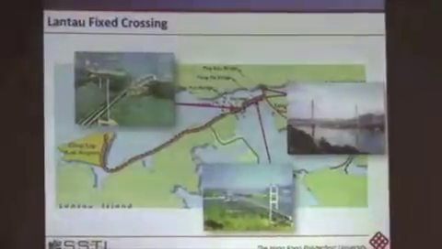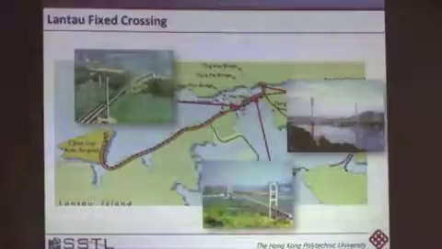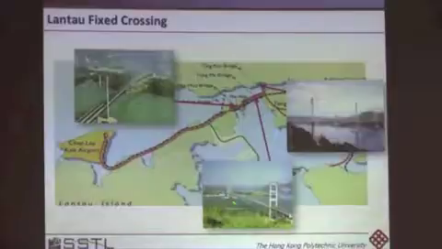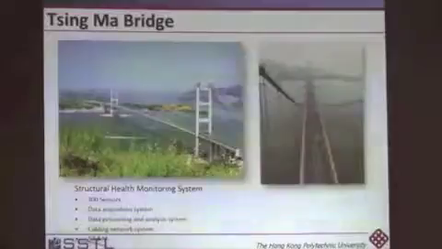This is in Hong Kong, the Lantau fixed crossing. And there are three signature bridges. There's the Tsing Kau Bridge, there's the Tsing Ma Bridge, and the Kap Shui Mun Bridge. And I'll just focus on the Tsing Ma Bridge for a second. There are 300 sensors here.